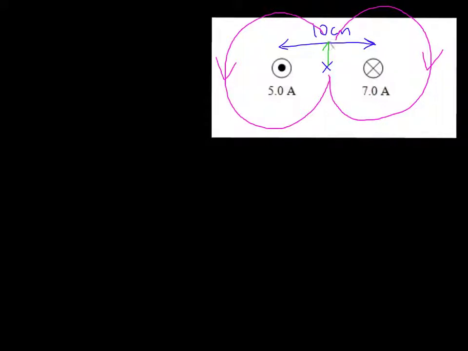So I'll put two arrows pointing in the upward direction and label them as B1 and B2. B1 comes from current I1, which is on the left, and B2 comes from current I2 on the right. Since they're in the same direction, we just calculate each of those magnetic fields individually and then just add them together. So B1 is equal to mu naught over 2 pi times I1 over R1.